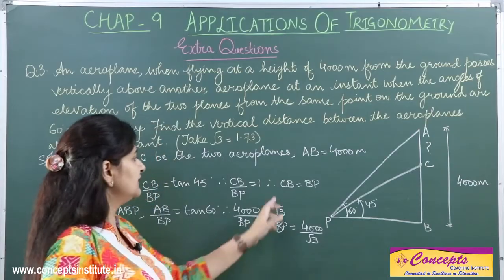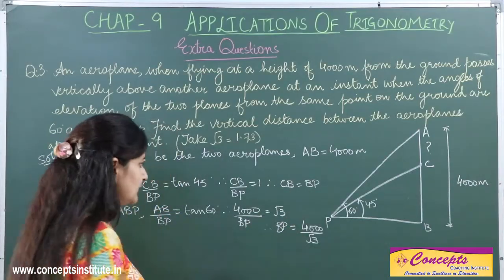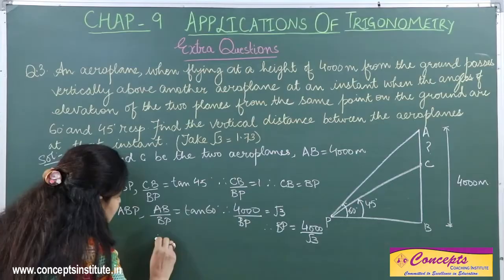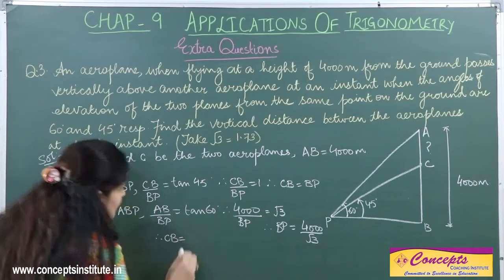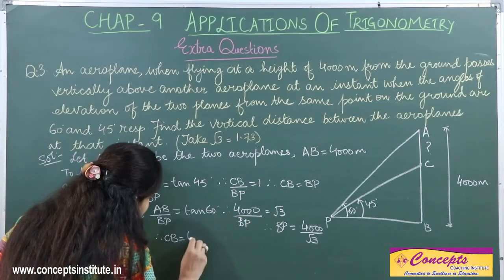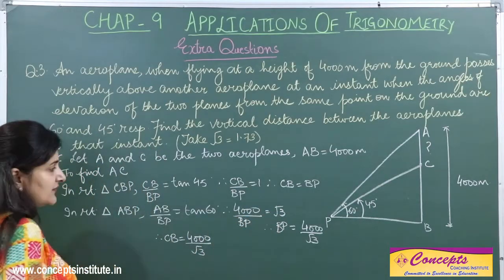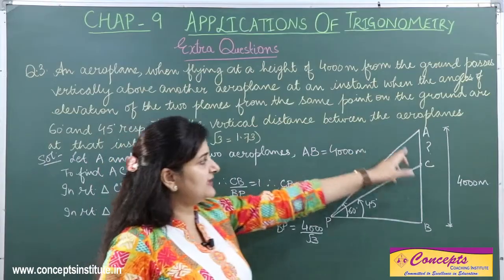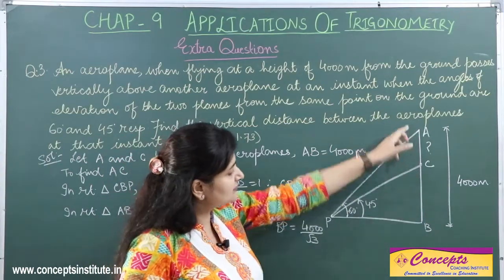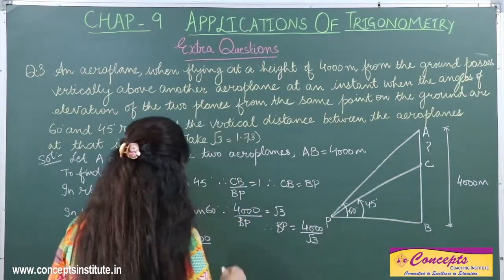Now we have the value of BP from two places, so I can equate it. Therefore we get that CB would also come out to be equal to 4000 upon root 3, because CB is equal to BP, right? But we are supposed to find out AC, and AC is nothing but AB minus BC, right?